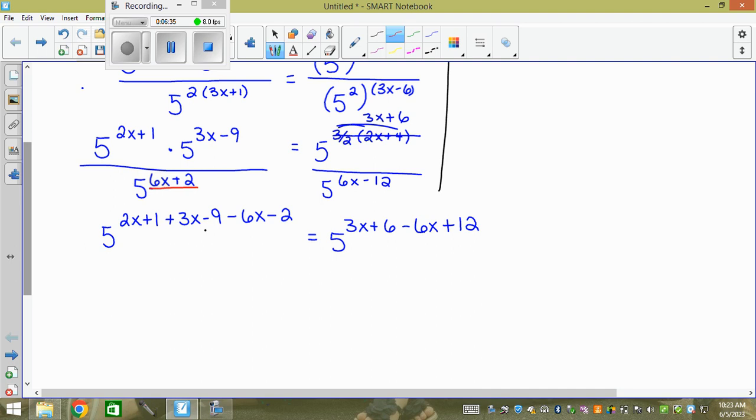Then I get together all my exponents. So I get 5 to the 2x plus 3x minus 6x, which is negative 1x, plus 1 minus 9 is negative 8, minus 2 more is negative 10. Equals 5 to the negative 3x plus 18.